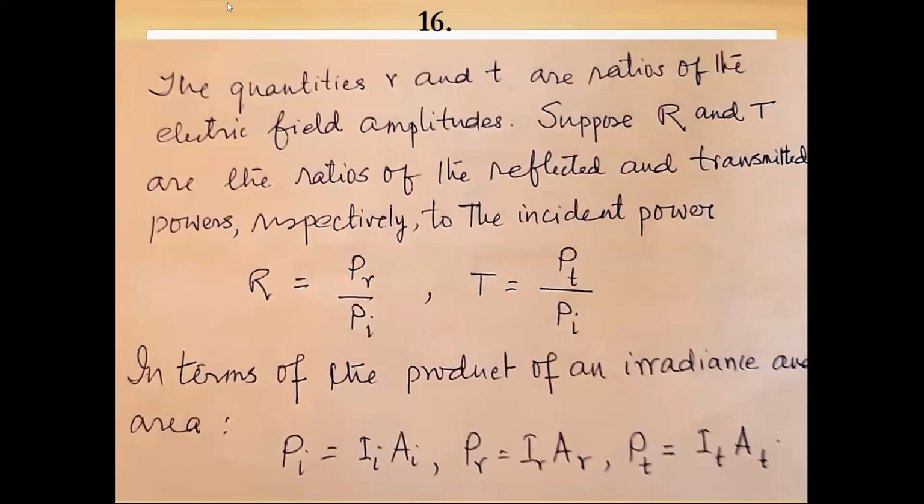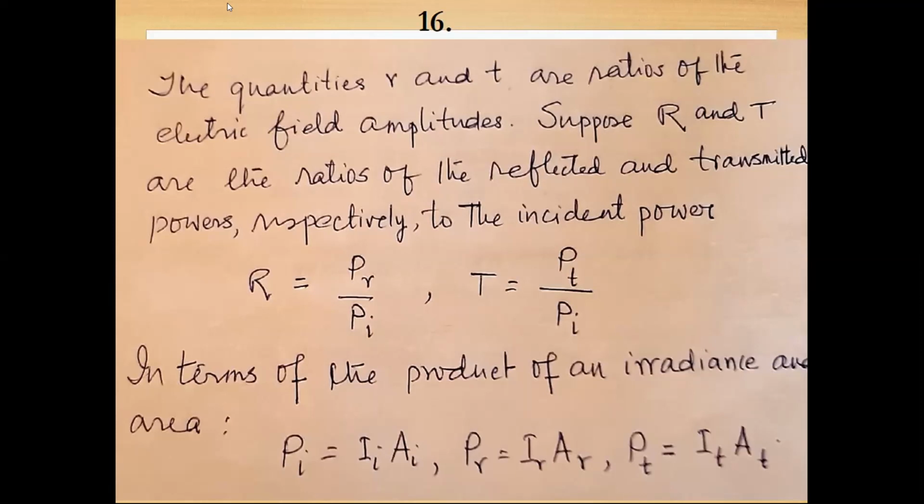Here the quantities r and t, which I have calculated so far, are the electric field amplitudes. Suppose capital R and capital T are the ratios of the reflected and transmitted powers, respectively. So R and T will be defined as PR upon PI and PT upon PI, where the symbols are self-explanatory. PI is the incident power, and PR and PT are the reflected and transmitted power. In terms of the product of irradiance, meaning intensity, and area, the incident power will be obviously II, incident intensity, times area AI, reflected power IR AR, transmitted power IT AT. No big deal, very easy to understand.